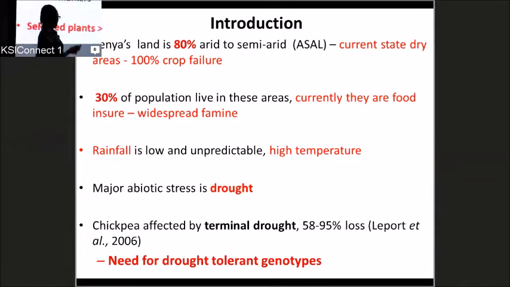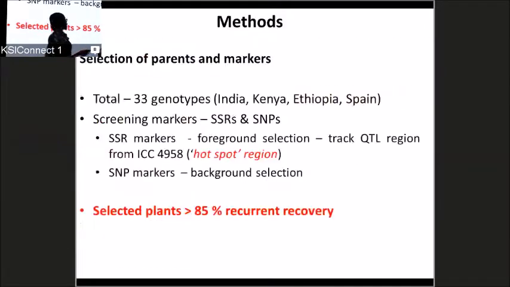As a methodology, there's first the selection of parents and also the markers, where we had a total of 33 genotypes which were used from different countries. Then the screening of markers, mainly the SSR markers and also specific markers, which were developed by ICRISAT India, courtesy of Rajiv and his team.